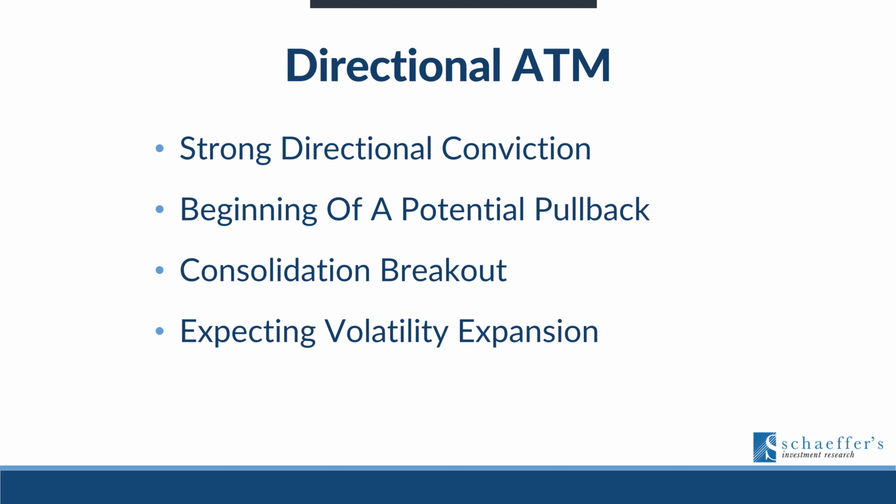So when do we want to trade directional at the money? Strong directional conviction. In bull markets, when we're getting those pullbacks, take those opportunities to take those directional trades. Also at the beginning of a potential large pullback or even a small pullback, because, as I showed you, implied volatility expands in downturns, and that's an added benefit to buying puts when we think something's going to pull back. Consolidation breakout: a stock's been trading sideways for 6 months and it finally breaks out. That's a great opportunity to look at directional at the monies.